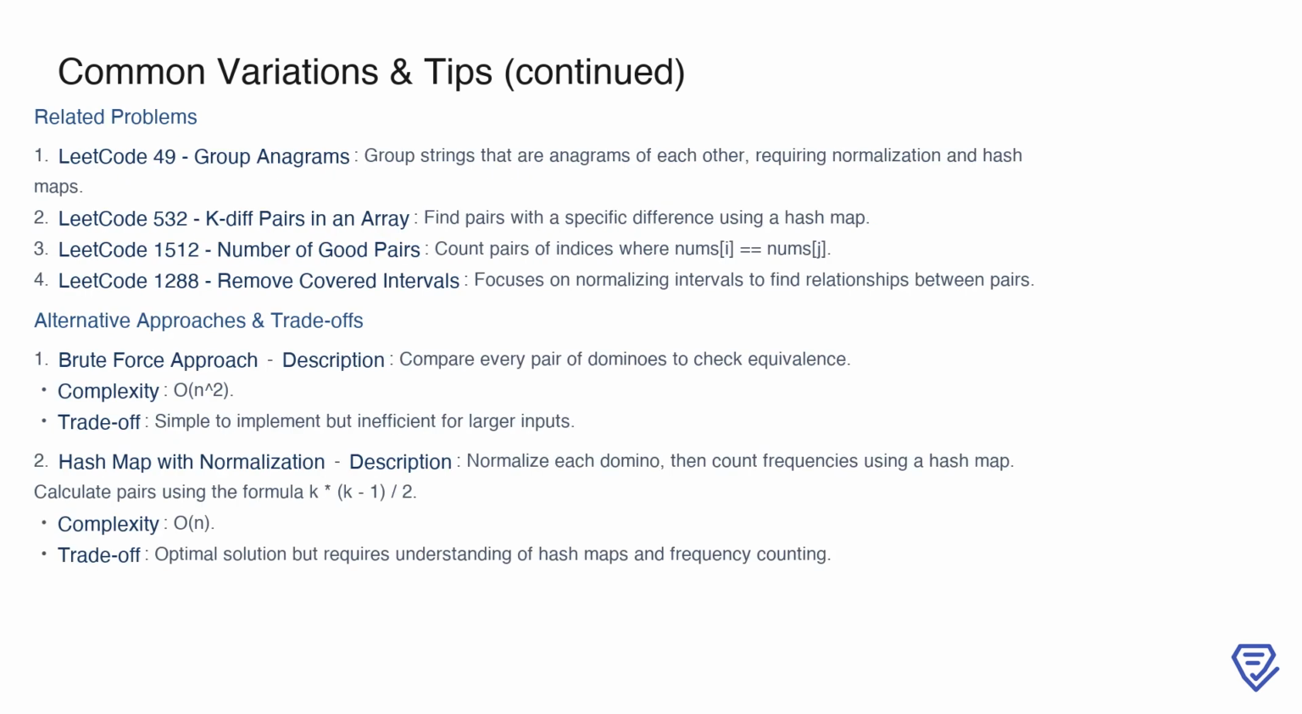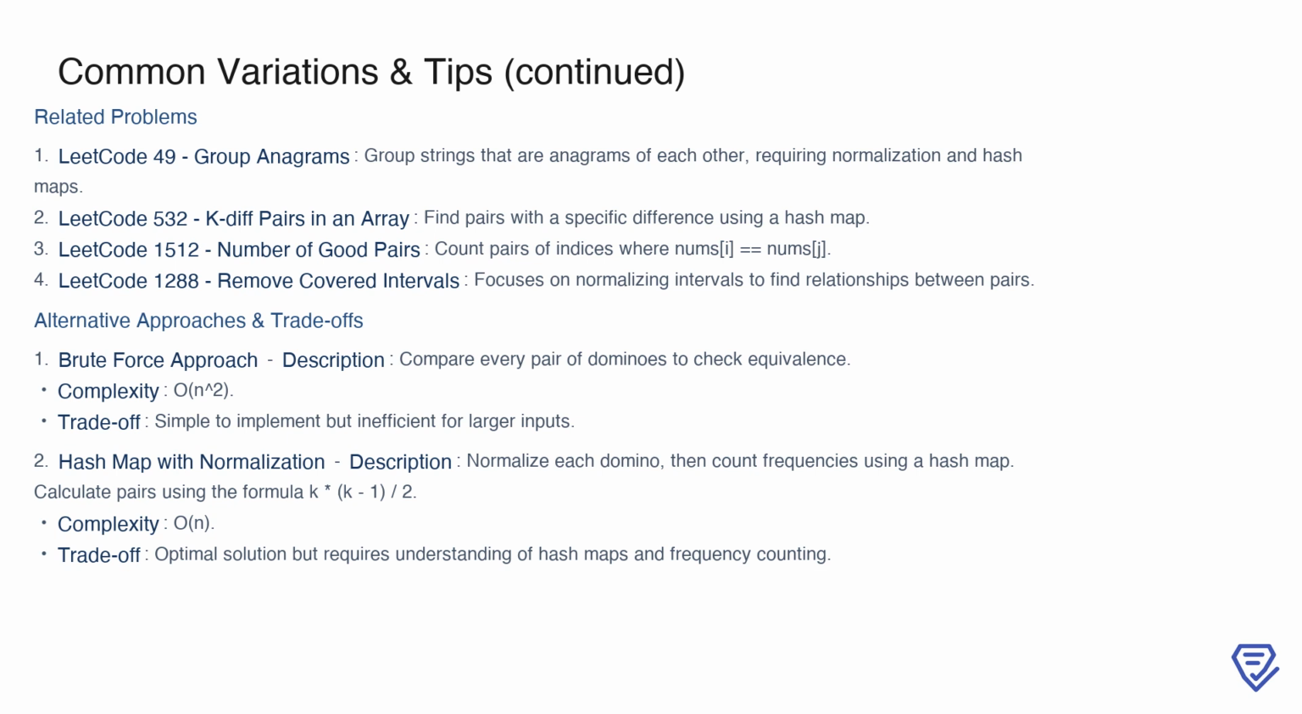For instance, problem 49, Group Anagrams, requires grouping strings by normalizing and using hash maps. Problem 532, K-diff Pairs in an Array, involves identifying pairs with a specific difference, also leveraging hash maps. Problem 1512, Number of Good Pairs, focuses on counting index pairs where nums[i] equals nums[j], and problem 1288, Remove Covered Intervals, emphasizes normalizing intervals to find relationships between pairs.